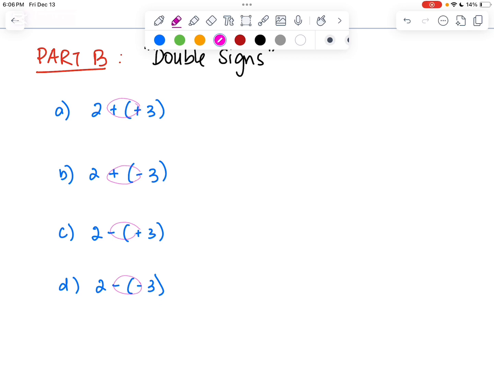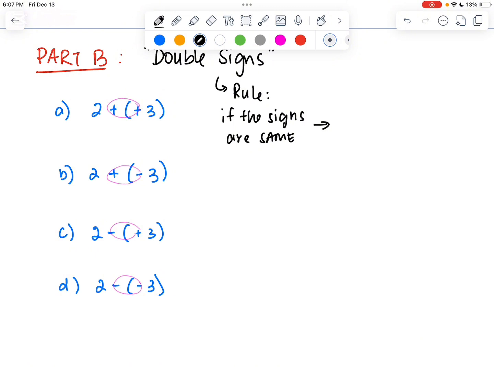And here's the rule. It's actually a multiplication and division rule, and we'll talk about that in the next video. But the rule for these double signs is, if the signs are the same, your double sign collapses into a single positive sign. Okay, so if my signs are both the same, they collapse into a single positive sign.